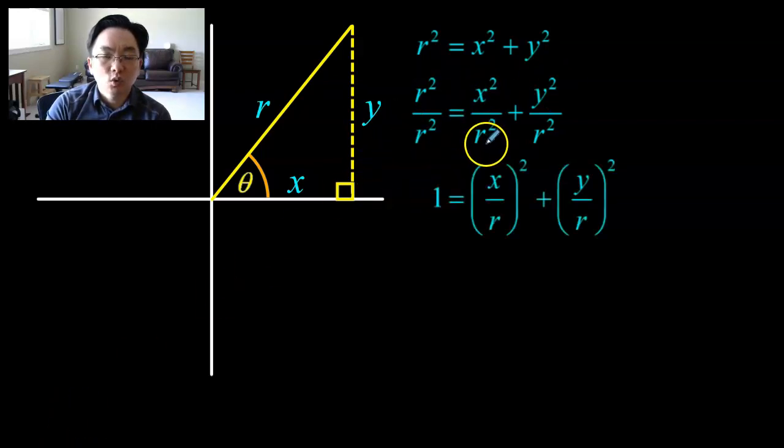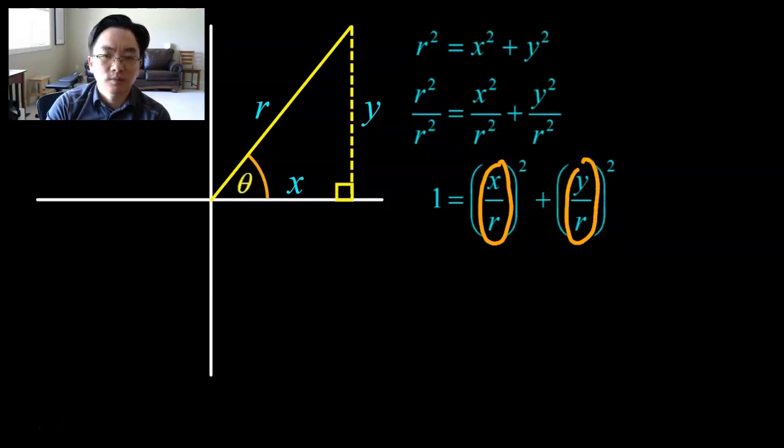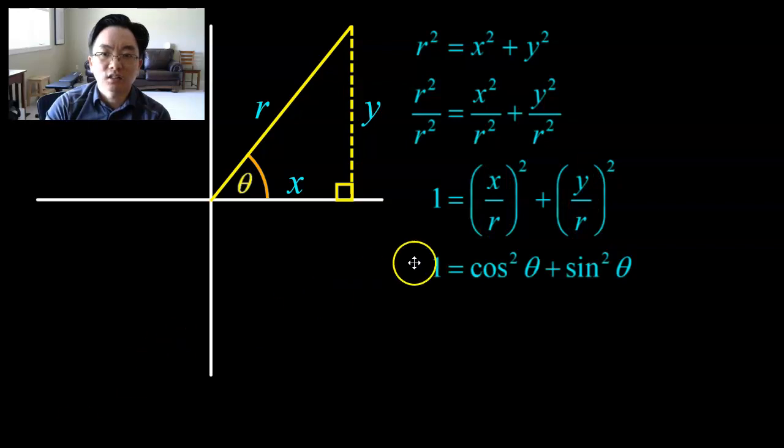X squared over r squared can be written as x over r all squared, and y squared over r squared can be written as y over r all squared. Now of course I'm going to ask you again, do you recognize these ratios? Sure. X over r is in fact cos, so we've got cos squared here. Y over r is sine, so we've got sine squared there. So 1 is equal to cos squared plus sine squared.